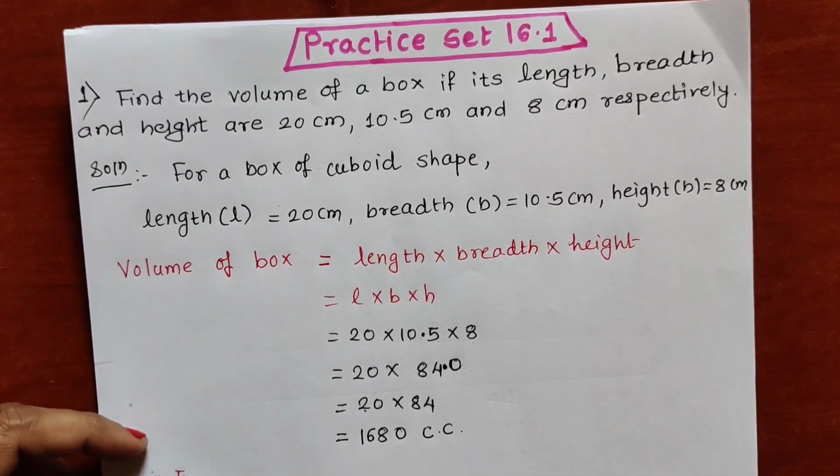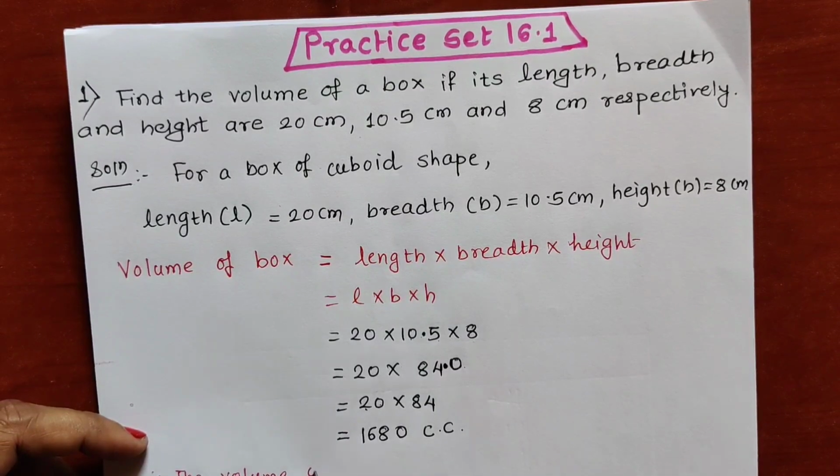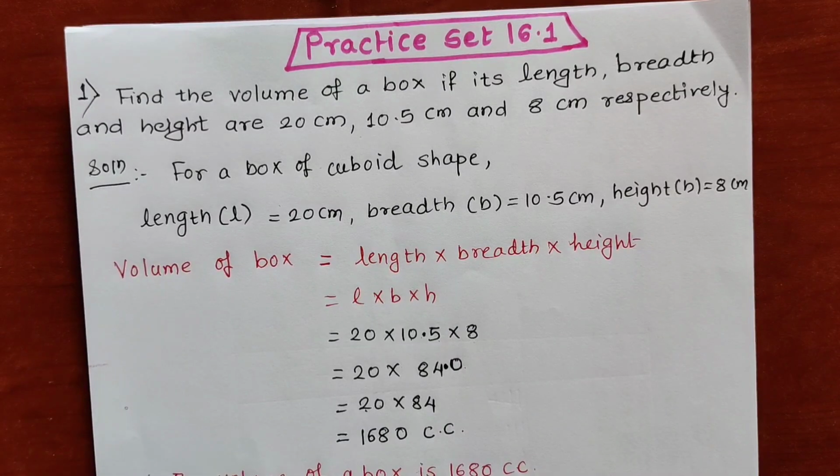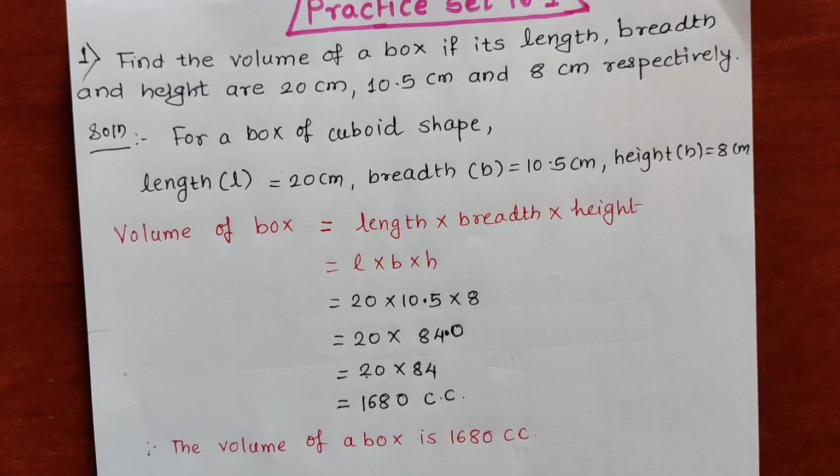Therefore, the volume of a box is 1680 cc. In this way we can write the answer.